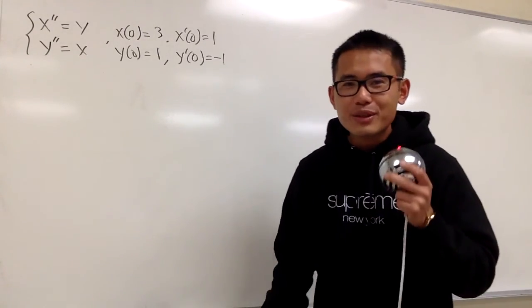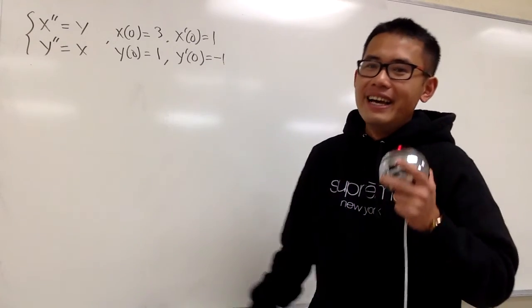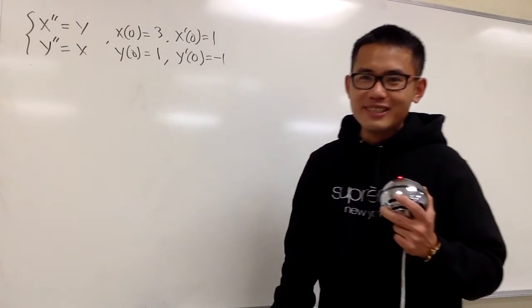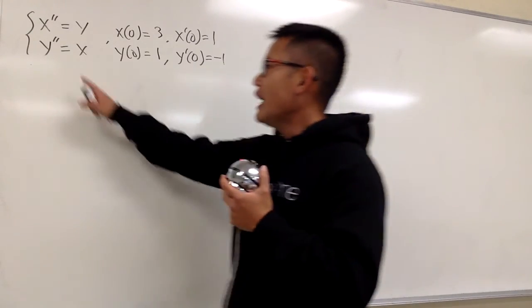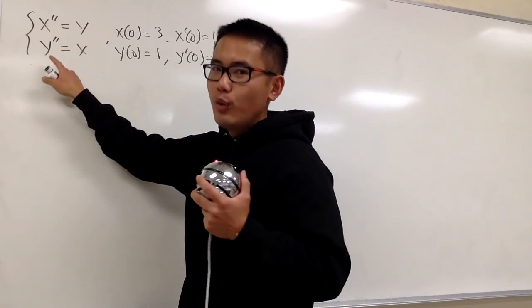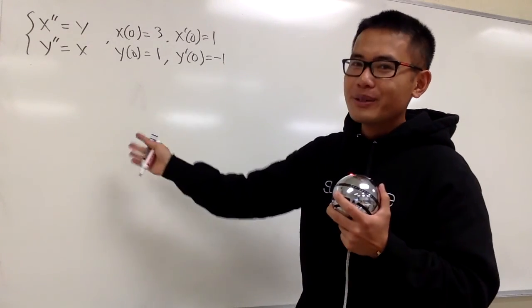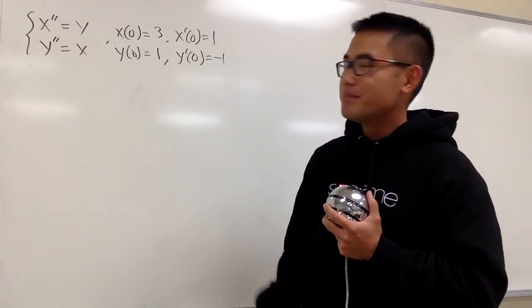In this video, I'll show you guys how to solve a system of differential equations along with these initial conditions. So you know at the end we have to solve for all the constants, right? And also check this out. We have second derivatives. Here we have x double prime is equal to y, and then y double prime is equal to x. This is a very simple looking system of differential equations, but we'll see how this is going to go.